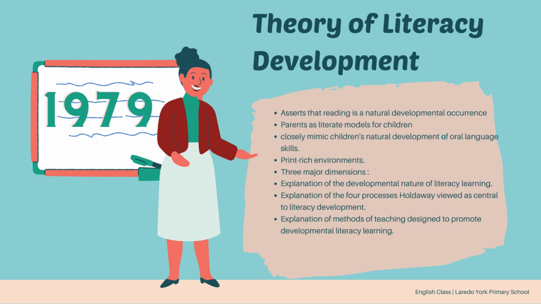And then the 3 major dimensions are explanation of the developmental nature of literacy learning, explanation of the 4 processes Holdaway viewed as central to literacy development, and an explanation of methods of teaching designed to promote developmental literacy learning. The last one about methods of teaching, I think, is a really great thing to mention within a theory because the teaching is aiding their development, not creating the development.